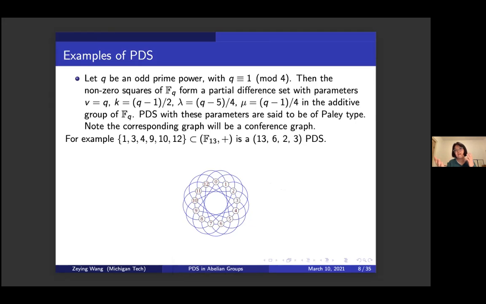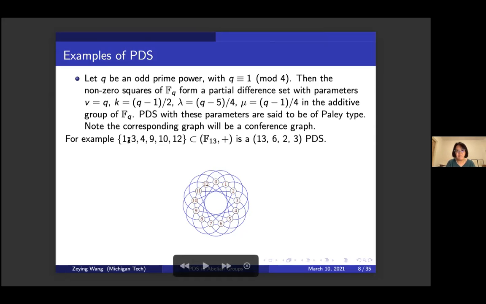So in a finite field you have two operations, right? You have multiplication, and you have the additive group. You take the non-zero squares from the multiplicative group, but as a difference set it will be in the additive group, right? Here we give you an example. In the finite field of order 13, here is the set of non-zero squares, and it is a Paley type partial difference set.